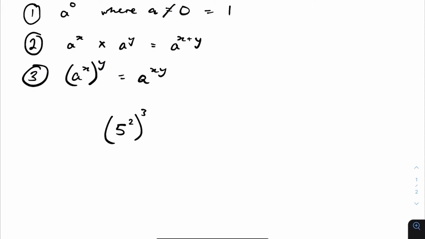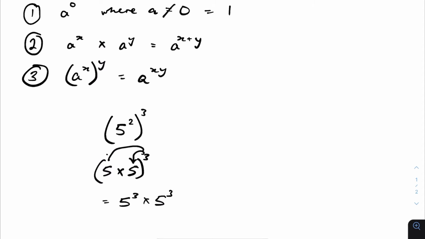This time it would be 5 to the power of 6, because another way of thinking about it is just doing 5 times 5 to the power of 3, which is equal to 5 to the power of 3 times 5 to the power of 3, because we're just raising each thing to the power of 3, which is equal to 5 to the power of 6.